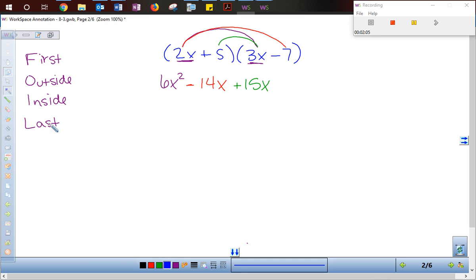And then L stands for last. Now 2x and 3x were my first terms. The last terms are the last terms in the binomials. So 5 is last in my first binomial, negative 7 is last in my second binomial. So 5 times negative 7 gives me negative 35. Now all I have to do is combine my like terms. Negative 14x and positive 15x are the 2 terms that are combined, so I get 6x squared plus 1x minus 35. And that's how we multiply a binomial times a binomial.